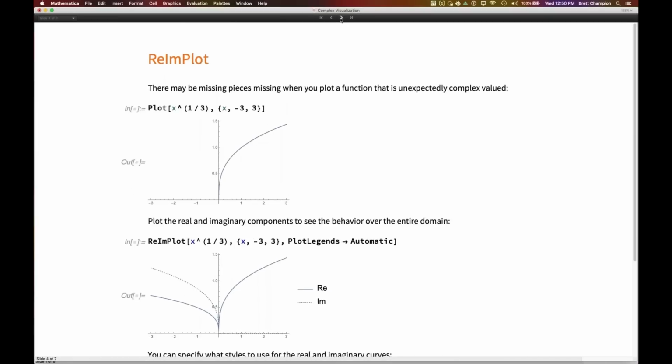So the next function I want to look at is ReImPlot. I have seen variants of this come up numerous times, where somebody plots the third root, or x to the 1/3 of x from -3 to 3, and they only get half of a plot. And that's because x to the 1/3 is not cube root in the sense that you learned about as a kid.